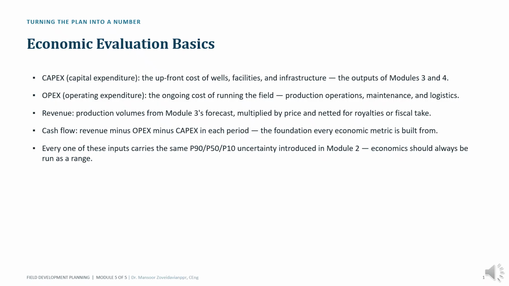At its core, project economics is a cash flow model. CAPEX represents the upfront investment required for wells, facilities, and infrastructure. OPEX represents the ongoing cost of operating the asset throughout its life. Revenue comes from production volumes multiplied by commodity prices, adjusted for royalties, taxes, and fiscal terms. The difference between these elements creates cash flow.